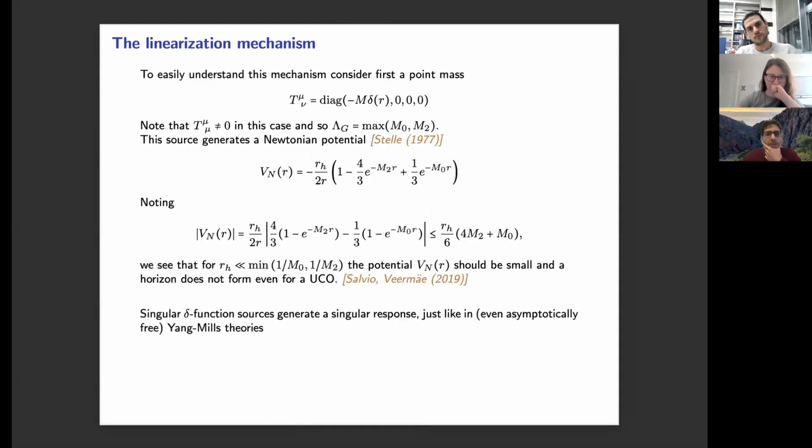So in order to understand the linearization mechanism in more detail, here I mention the case of a point mass for which the energy momentum tensor is given by this expression. And notice that in this case, the trace of the energy momentum tensor is not 0. And so lambda_g is equal to the maximum between M0 and M2. Okay, so in this case, what happens?